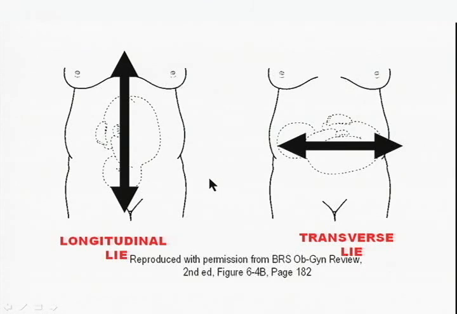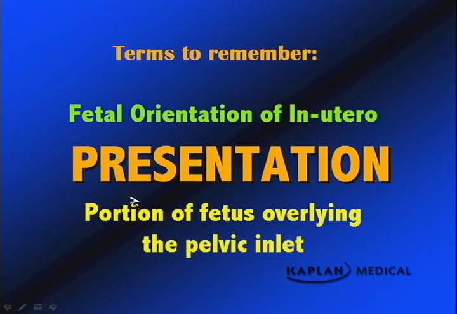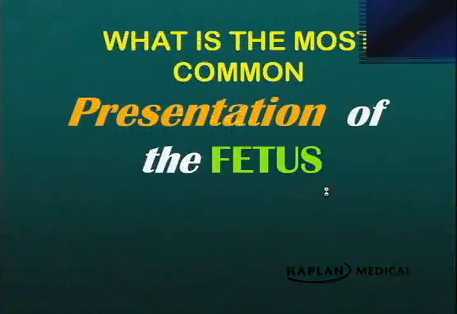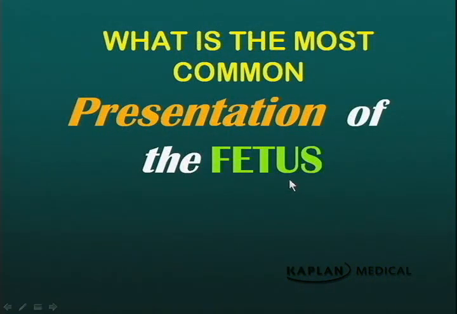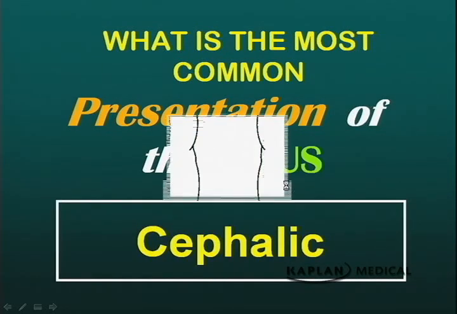This is transverse lie. Now, transverse lie babies will not be delivered vaginally unless they are really, really premature. 99% of babies are longitudinal lie. Next, we look at presentation. The presentation is the portion of the fetus that overlies the pelvic inlet. The most common presentation is head down. We call that cephalic presentation.